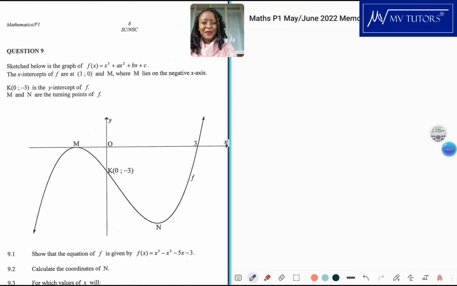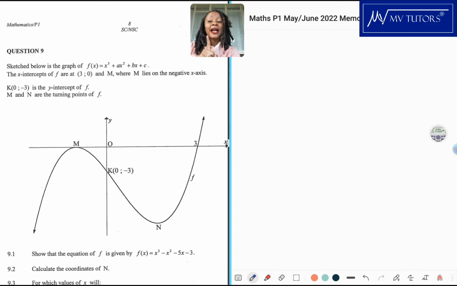Welcome back, everyone. This is Tulu from Banana Ventures, and we are looking at question 9. So it looks like I'll be doing the whole memo with you guys for this paper. Okay, so question 9, we have a cubic function. So sketched below is the graph of f of x. Okay, we can see how it is going.